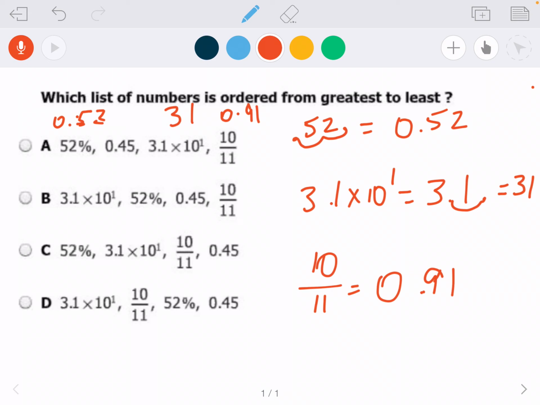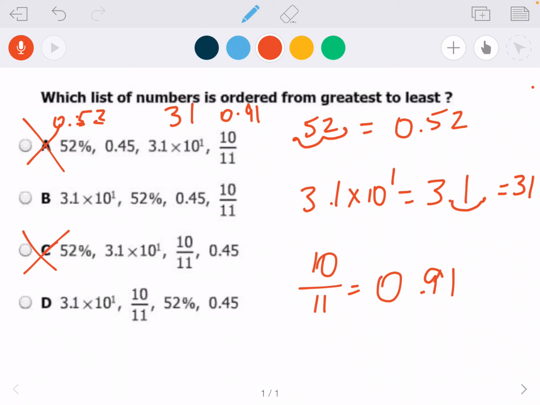So which one of these is ordered from greatest to least? By far the biggest number on here is the scientific notation, the 3.1 times 10 to the first. So that should be our very first one. So I'm going to eliminate A, and I'm going to eliminate C. B and D have 3.1 times 10 to the first power as our first thing, our biggest thing.